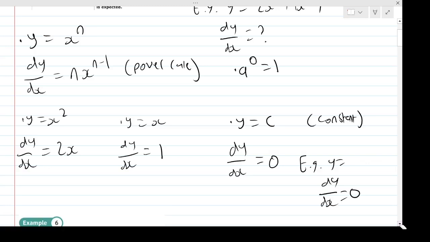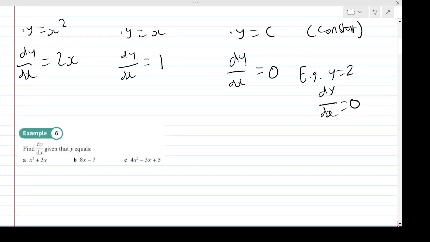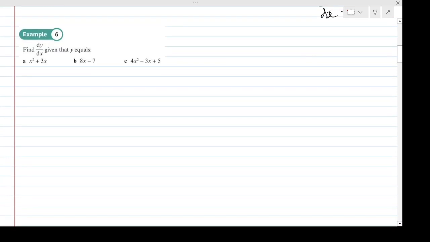So we're going to use this idea then. We know how to differentiate these powers of x then, x squared, x, and a number. So we're going to use this to do some examples. We need to find dy/dx given that y firstly equals x squared plus 3x.